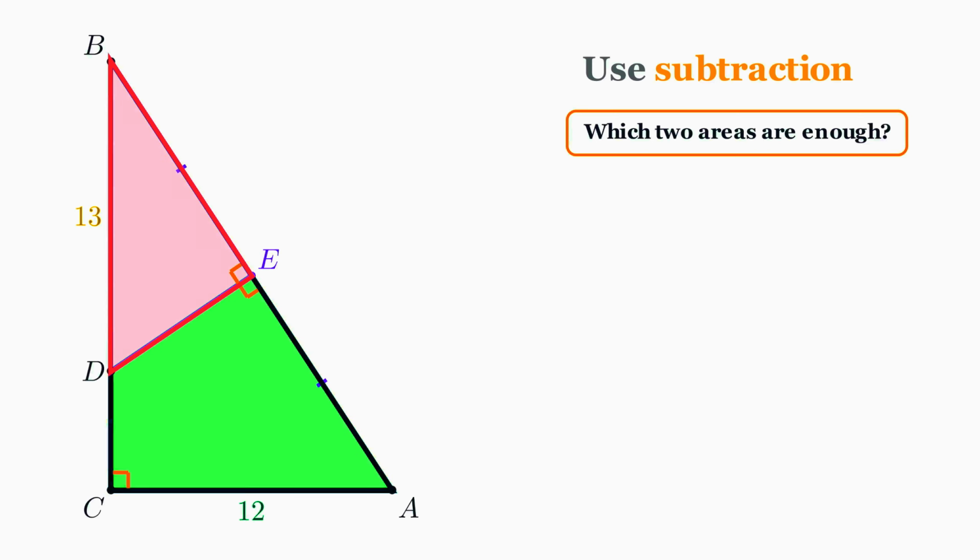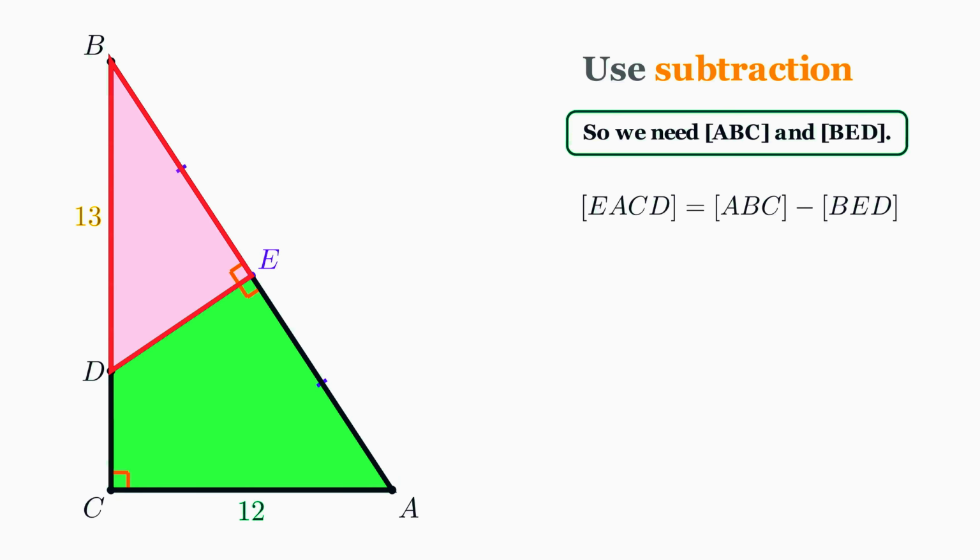The cleanest route is subtraction. The green region equals the area of triangle ABC minus the area of triangle BED. So we only need two areas. The diagram looks crowded, but most of those lines are just applying for attention.